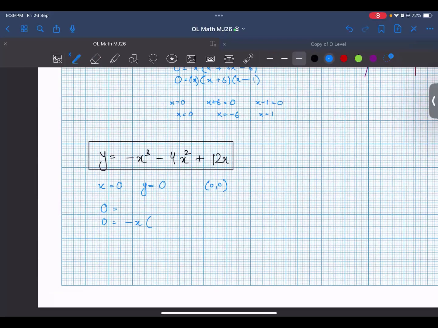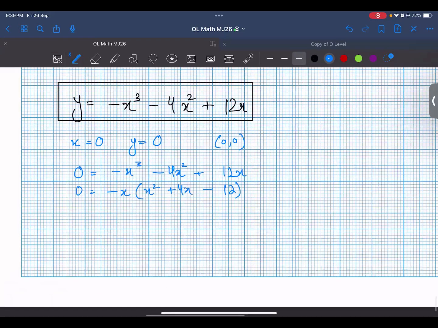So now you have taken minus x common, you will get x square plus 4x minus 12, because you took the minus x common. And now if you factorize the quadratic factor, you will get 6 and 2. x minus 6 and x plus 2 as the factors. And then for your x-intercepts, one of them is 0, the other would be 6, and the third one would be minus 2. And now you have everything.